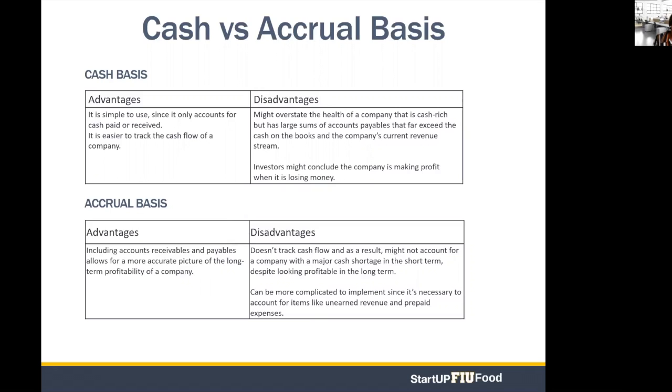And it can also be a little bit more complicated to implement since it's necessary to account for items such as unearned revenue and any prepaid expenses. So prepaid expenses can be any expenses that you're paying for ahead of the actual incurring of those. You would want to account for those, that sort of thing. Questions on that?